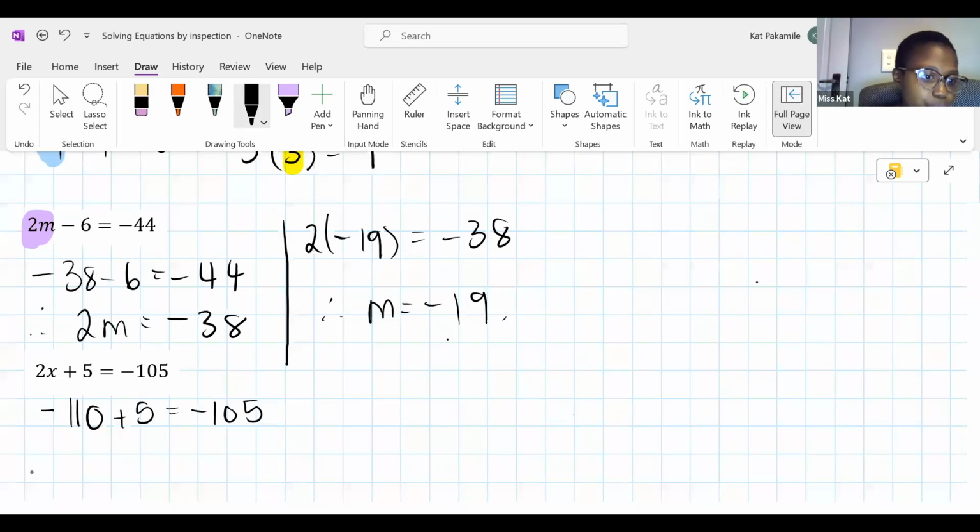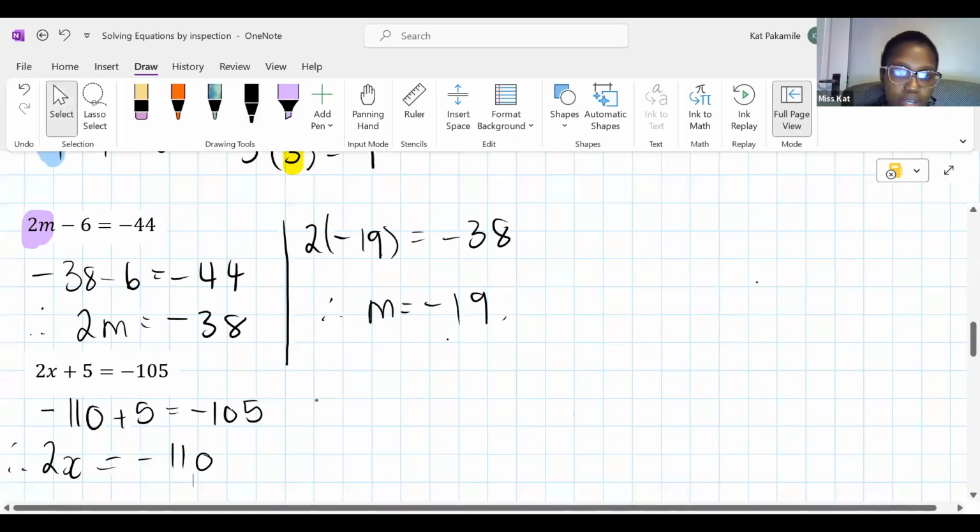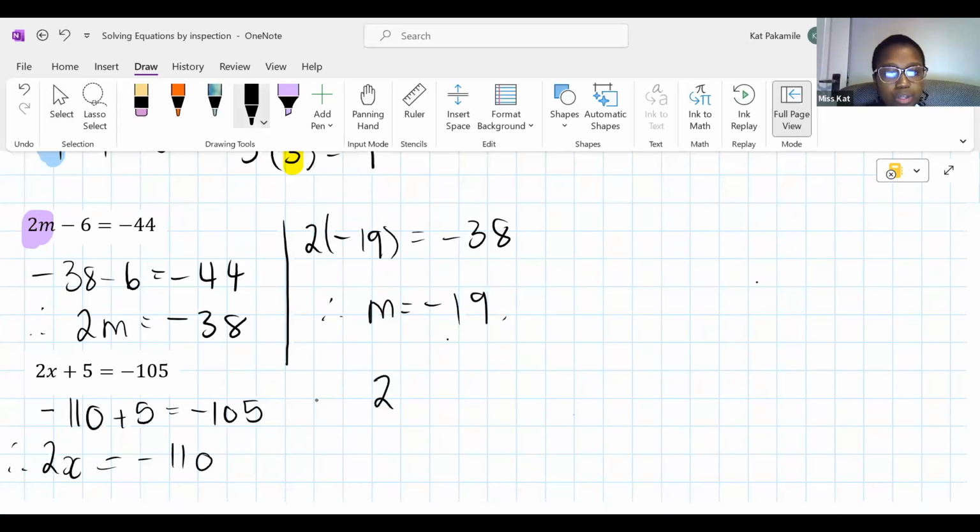So, 2x equals negative 110. Beautiful. Now you say, which number multiplied by 2 will give me negative 110? Not just 110, negative 110. There we go. Now we are giving me the answer I asked for. 2 times negative 55 will give you negative 110. Therefore, x equals negative 55.